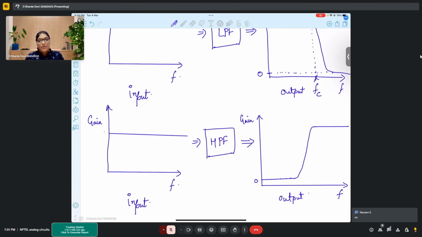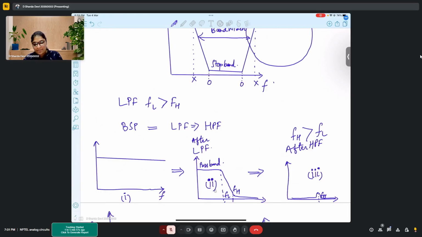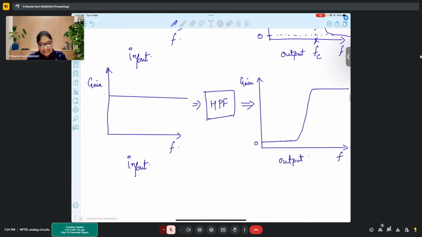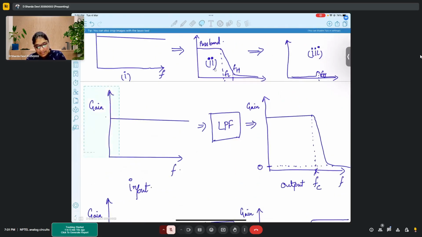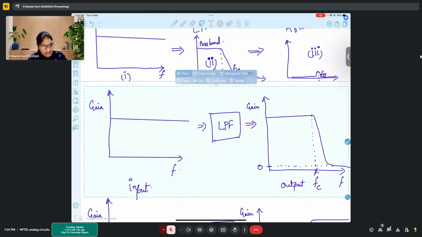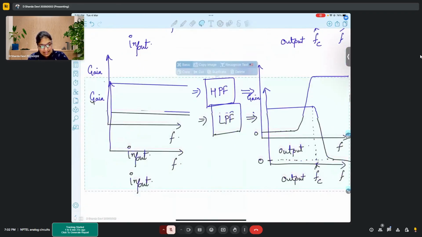Now, we are saying that we want to design a band stop filter. The suggestion was that let's use a low pass filter followed by a high pass filter. So, for that analysis, again, see. This is the analysis for low pass filter. I'm using it as it is.